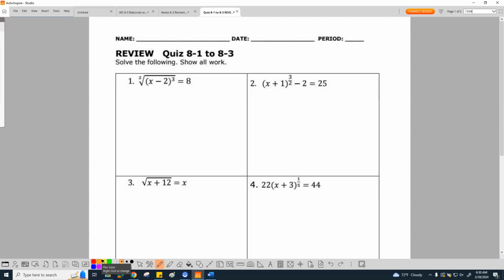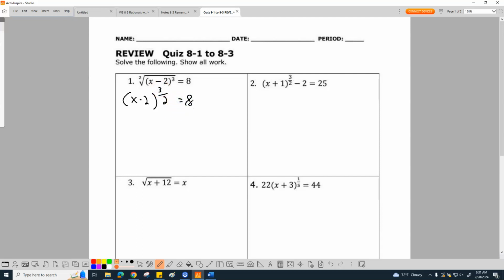I'm going to use black ink on this one, and I'm going to do number 1. When solving radical equations, my recommendation is to get it into exponent form first. It's the most clear way for our brains to think about this. So on my first step here, I'm going to rewrite this. I'm going to start with x minus 2 in parentheses raised to this little number in here, which represents the denominator, and this number here represents the numerator, equals 8. I didn't solve anything.